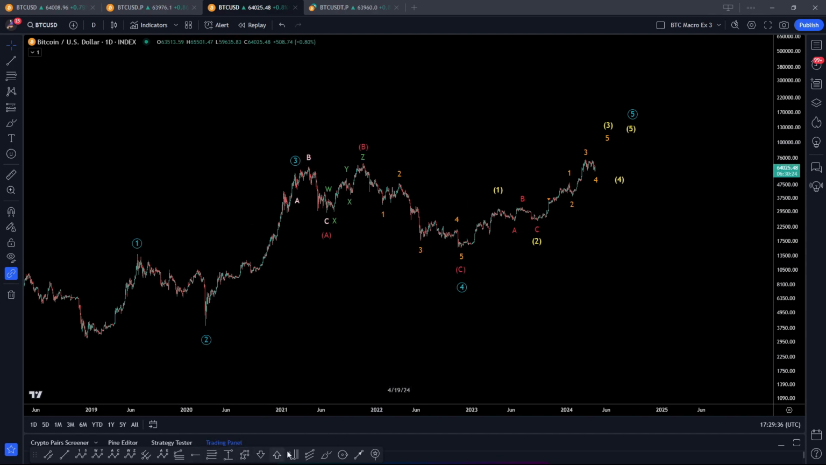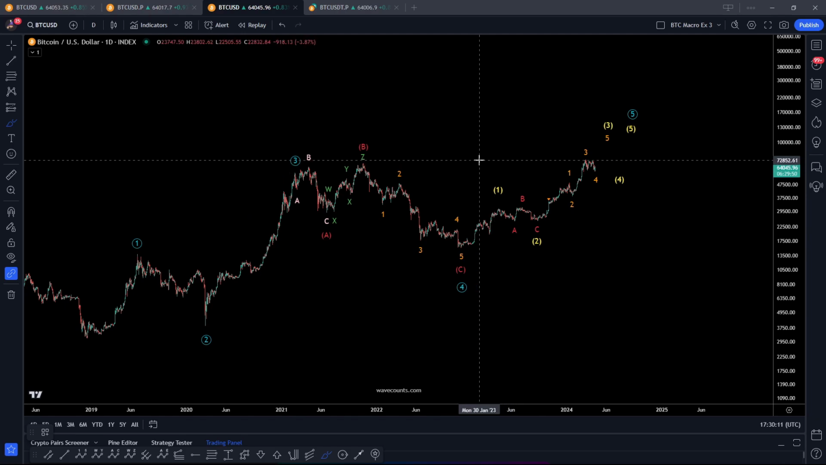Some good things going on here that bode well for this count. You have alternation between the 2nd and the 4th wave. The 2nd wave being a zigzag, it's nice and sharp, and the 4th wave being an expanded flat that creates a new high with the B wave. That's alternation between 2 and 4. There's going to be a very common theme with alternation going forward through the rest of this count, because I'm going to drop time frames a couple times here and show you how that's playing out.